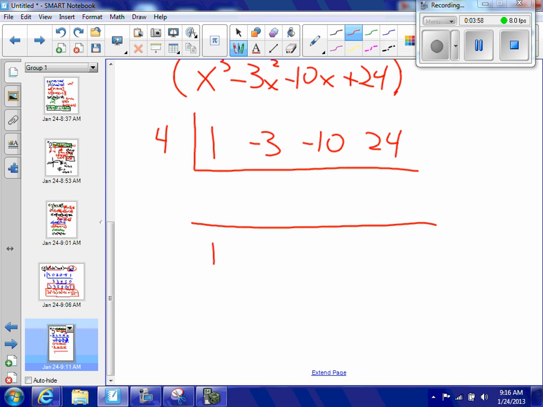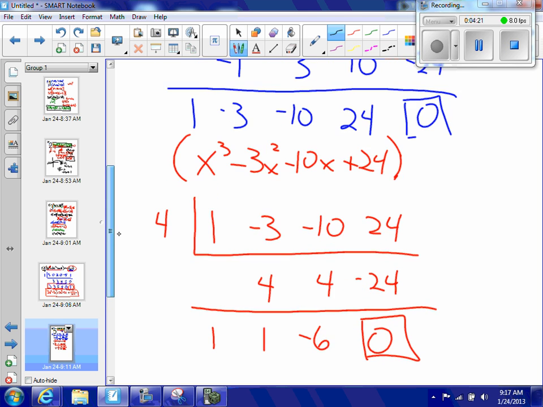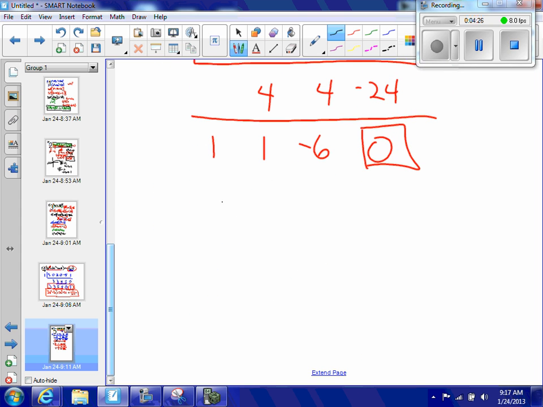Bring down the 1. 4 times 1 is 4. 4 plus -3 is 1. 4 times 1 is 4. -10 plus 4 is -6. 4 times -6 is -24. Bingo. Another 0 there. Now I've depressed my polynomial into a quadratic. It went from being an x cubed, I pulled out a power, and now it's going to be an x squared: x squared plus x minus 6.